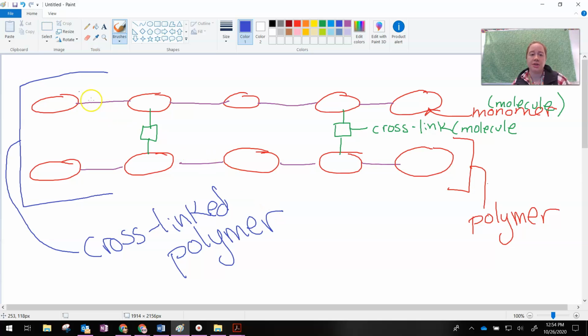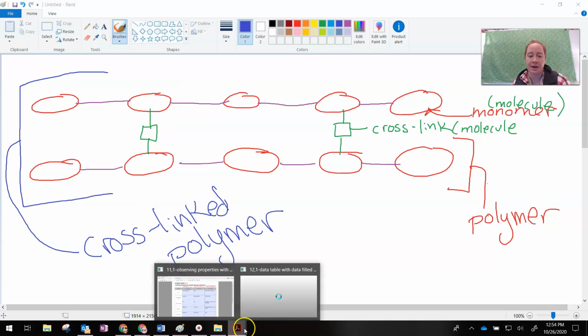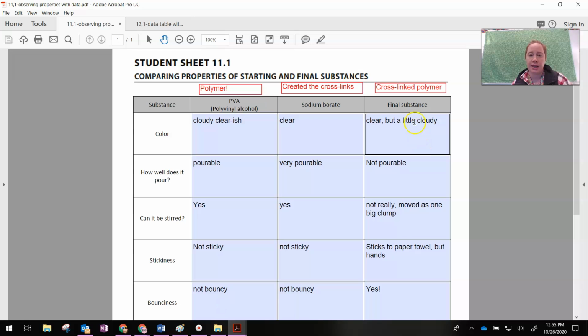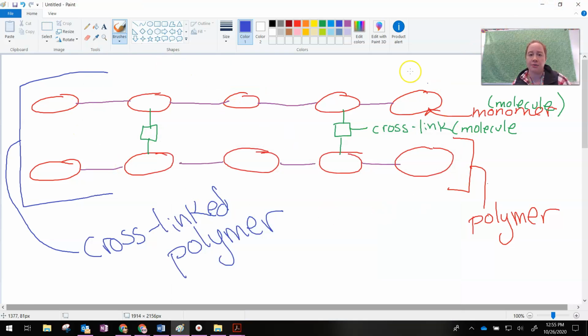Okay, so for the presentation today, I only asked you to draw a polymer, which was this single chain. Then we used the paper clips to make and model a cross-linked polymer. This is what a model of the slime from Friday could have been. Okay, so it was not pourable. It moved as a big clump. It stuck to the paper towel. It was sticky. This is an example of a model of what a cross-linked polymer could look like.